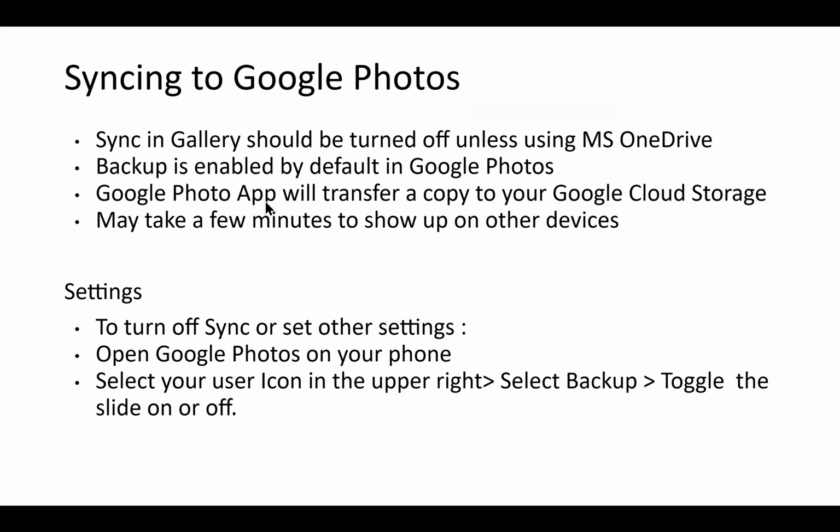The Google Photos app will transfer a copy of your photos to your Google Cloud storage. Now, when you do this, it may take a few minutes for that to show up. It's a little bit slower than OneDrive, but it'll be there. To turn it on, you're going to open up Google Photos on your phone and select your icon in the upper right-hand corner. It's either going to be your photo or your initials in a circle. Select backup, and then you can toggle the slider on and off.